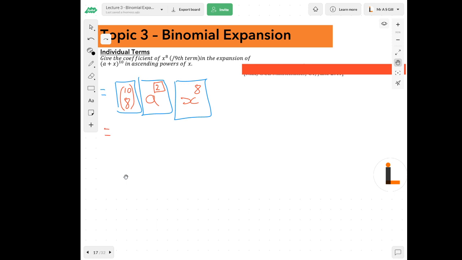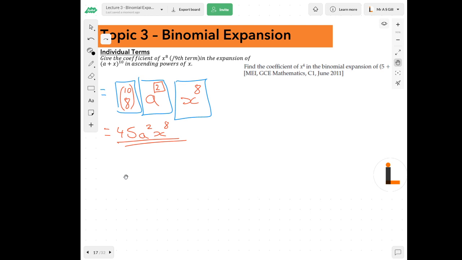So then it's just a matter of finding out what these terms are, and we're going to end up with 45a squared x to the 8. Okay? So I would always lay it out like that. Have the 3 boxes, use the information given to you in the question, and then go back and fill them in.